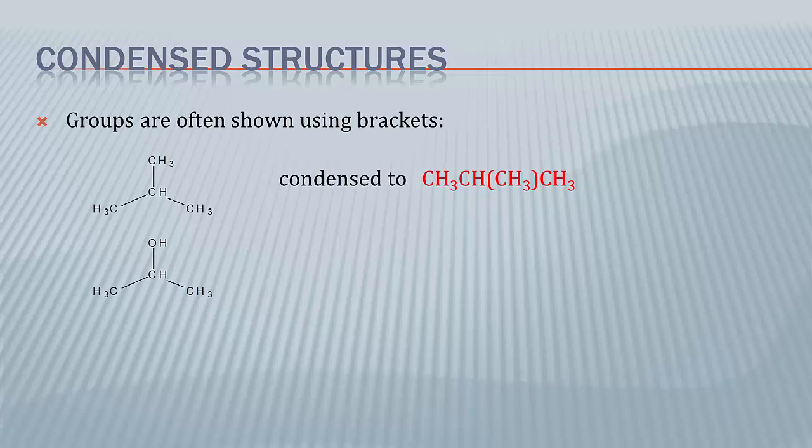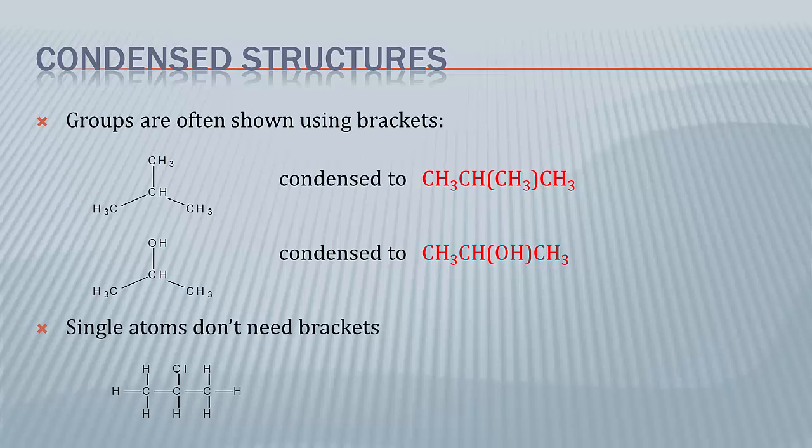Likewise, this molecule here, which is propan-2-ol, the group or branch on the molecule is an OH, so we can condense that to CH3CH, put the OH in a bracket, and put the CH3 on the outside. If our group or branch on the molecule is a single atom like a chlorine, we don't often use brackets for them because they're not needed. So this molecule here would be condensed to CH3, CHCl, CH3. You could use a bracket around the chlorine if you wanted, but it's not necessary, so we leave it out.